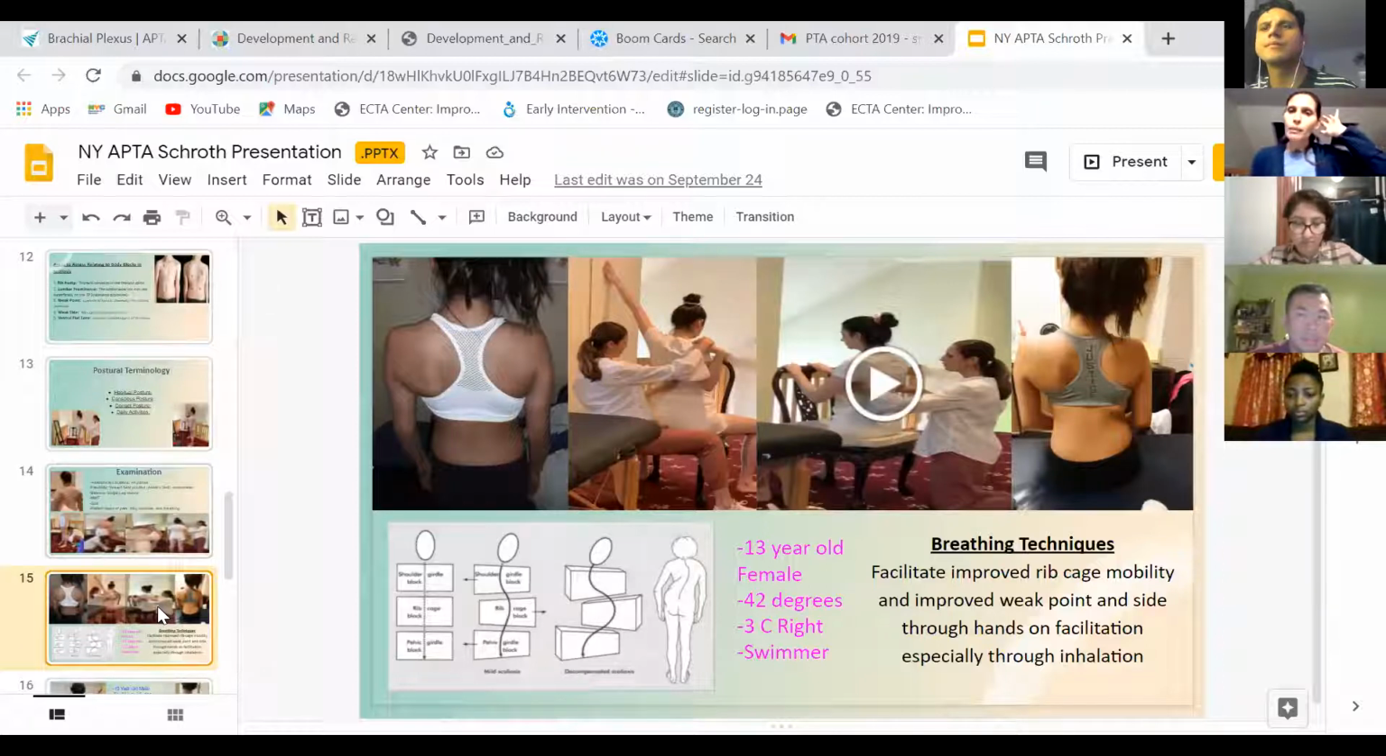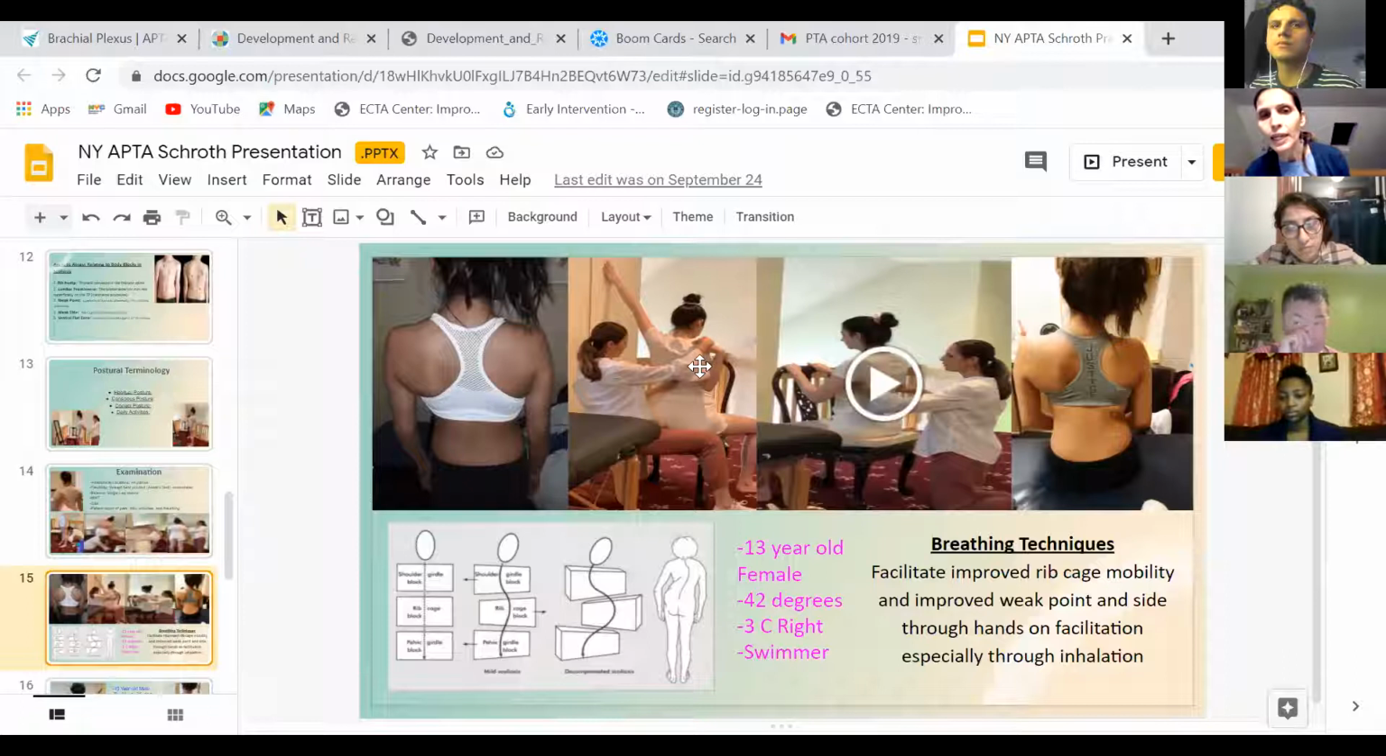Okay, so now let's talk about, this is a 13-year-old girl. She was a swimmer. Her diagnosis was 42 degrees. I had classified her as a 3C, which means the thoracic on the right was mostly affected, okay? So what I usually do is I have them sit down, and can you see my arrow here? Yes. See how here is the tight area? So I use her hand on the wall to stretch. I position my hand here, and I'm working on her scapula. So I'm bringing the scapula back, okay?